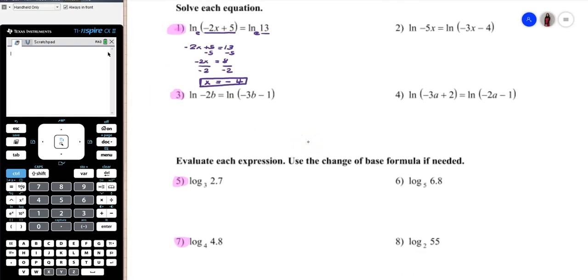Then on the next one, it's the same type of problem. So we've got natural logs, which we know have that base of e, and then we have negative 2b and negative 3b minus 1. If we've got this equal sign here, then negative 2b has to equal negative 3b minus 1. So I'm going to solve for b. I'll add 3b to this side, which just gives me b. And then on this side I just have negative 1, so b equals negative 1.